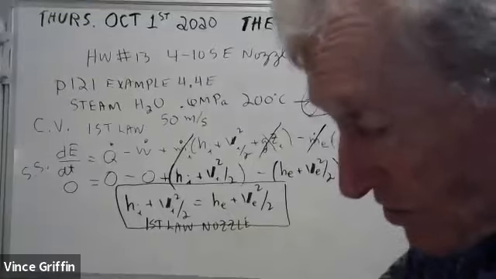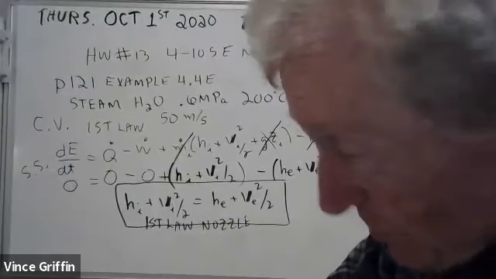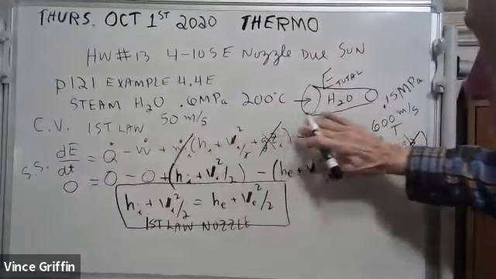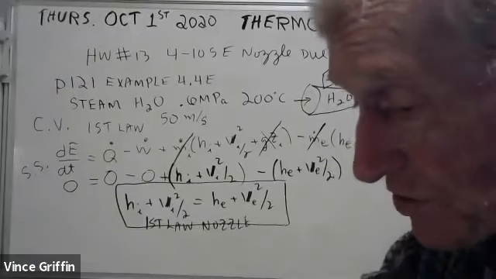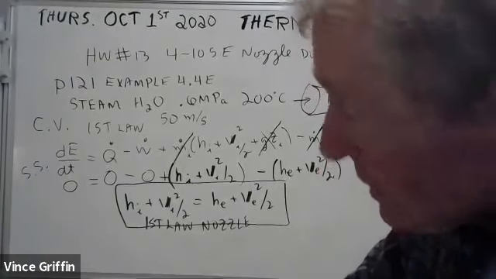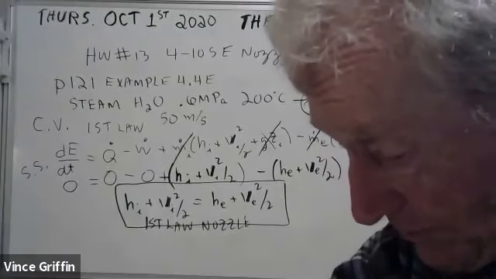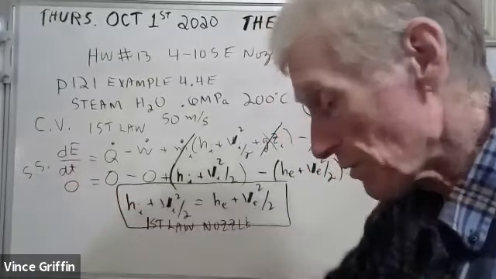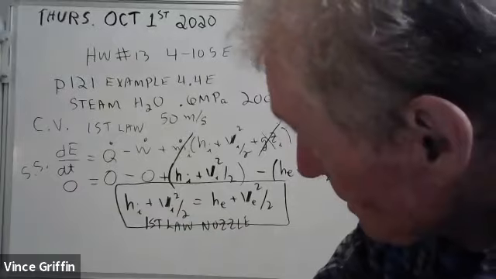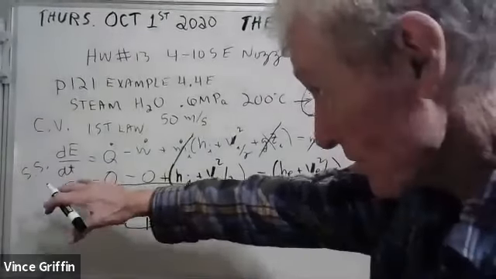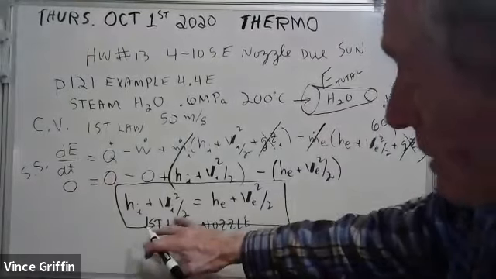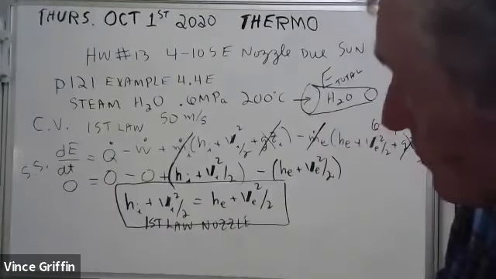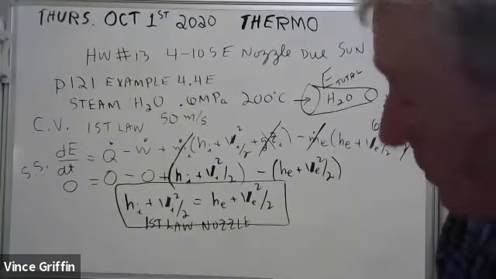Each kind of device has its own first law. Do you understand? This is the general first law that applies to all control volume devices, and particularly to steady state devices, because this will become zero if it's steady state. If it's not steady state, that will not be zero. But this is a particular first law of thermodynamics for nozzles. So we had a little review there.